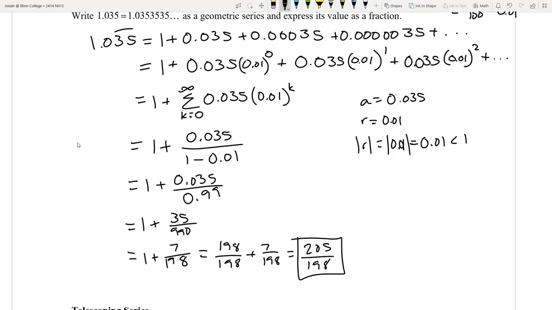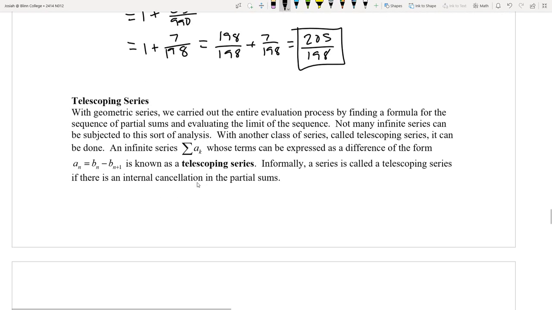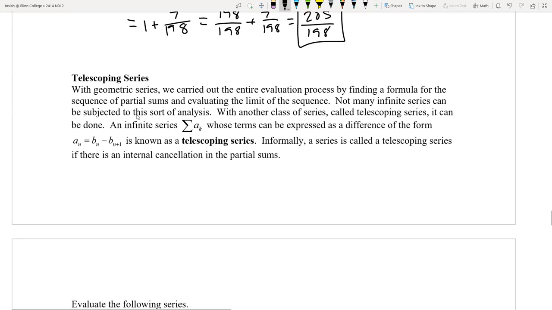We'll go ahead and after this, this is going to wrap up our little talk on geometric series for now. We'll move into another type of series called a telescoping series. So with geometric series, there is a formula for the sequence of partial sums. That's that A, right? That A over 1 minus R guy. Not many infinite series can be subjected to this sort of analysis. In fact, this is the only one that we're going to work with that we can really do a formula with.